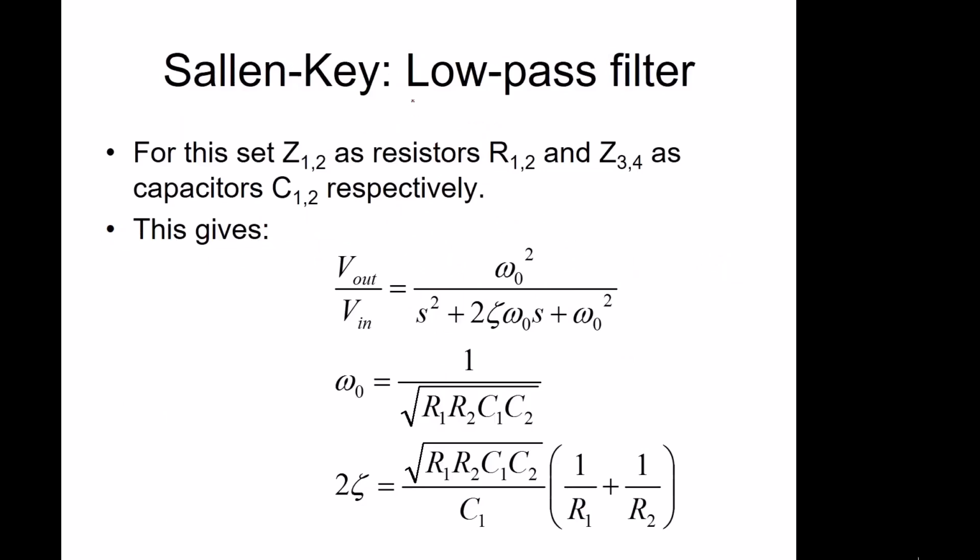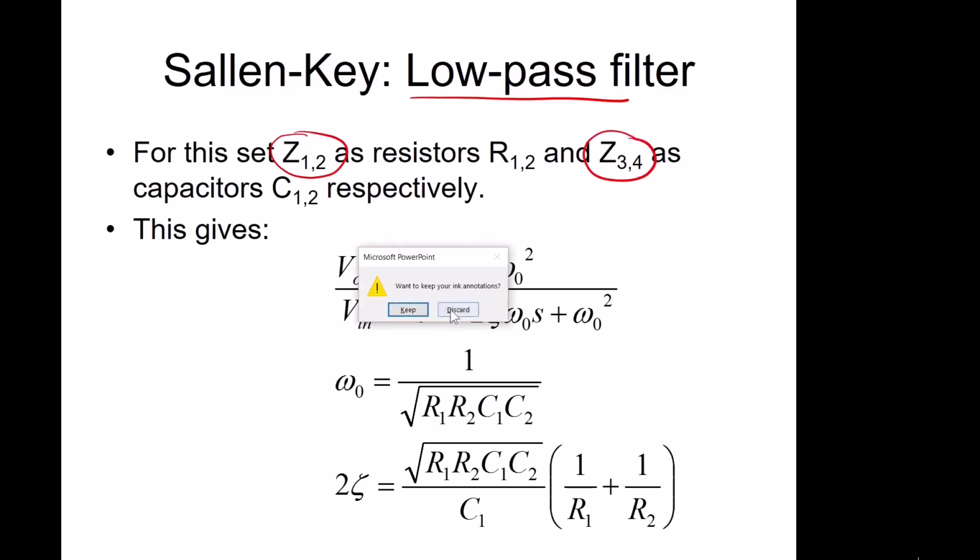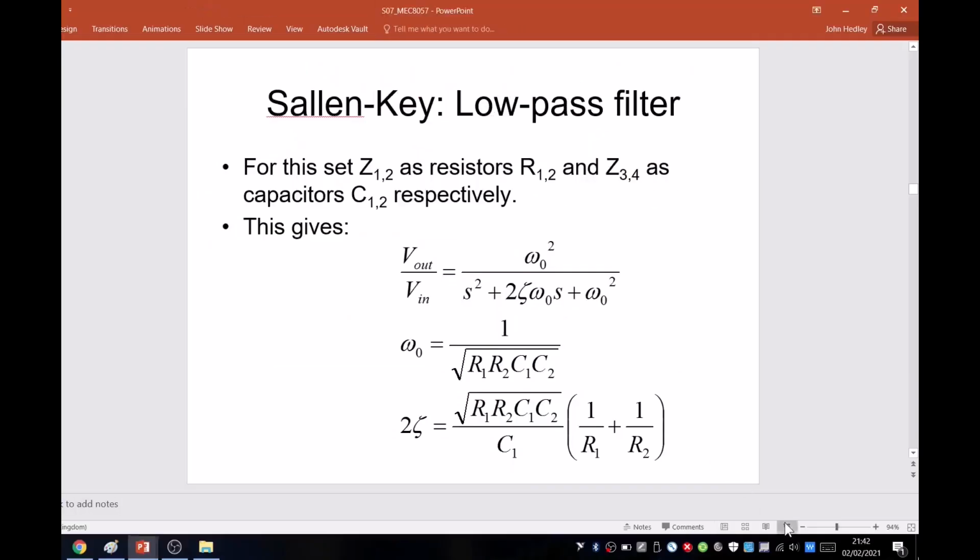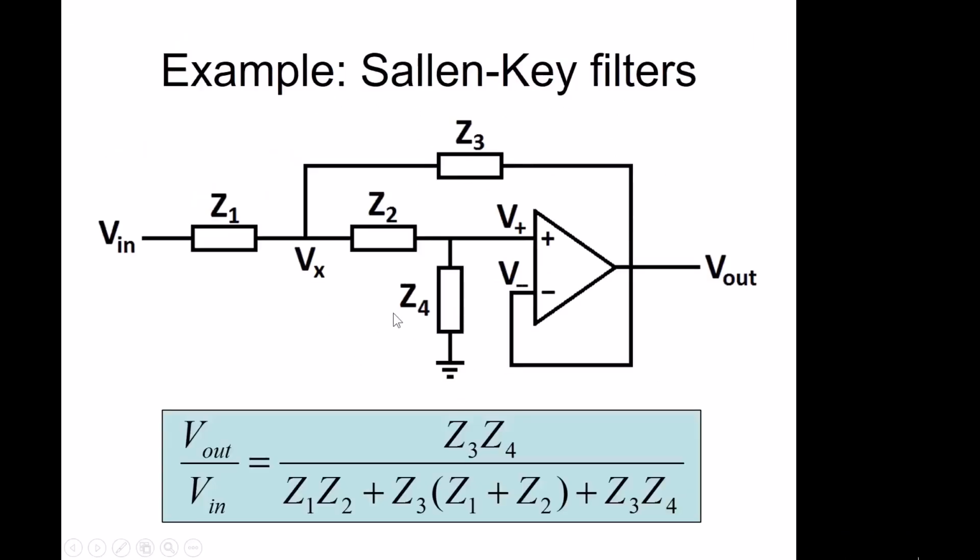For the case of a low pass filter, what we're going to do is put resistors in at Z1 and Z2, and we're going to put capacitors in at Z3 and Z4. So what we're going to do is put a resistor in here and here, and we're going to put a capacitor in here and here.